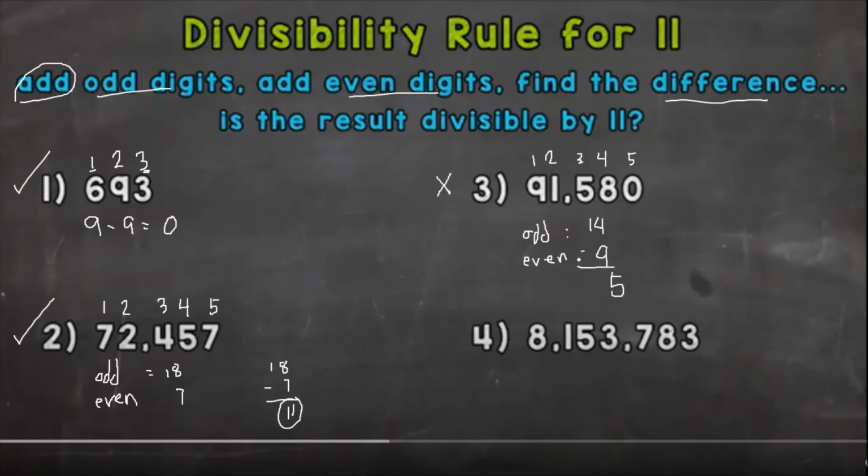Okay, now let us proceed to our last example, and that is number 4. For number 4, we have 8,153,783. Now let us number our digits here. We have here 1, 2, 3, 4, 5, 6, and 7. Okay, now this time, let us add all the odd digits, and of course, the even digits.